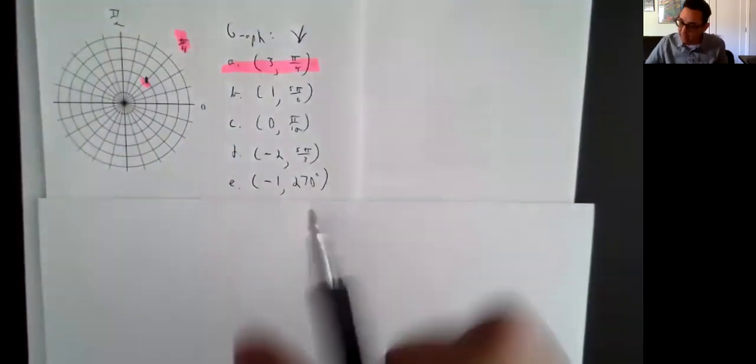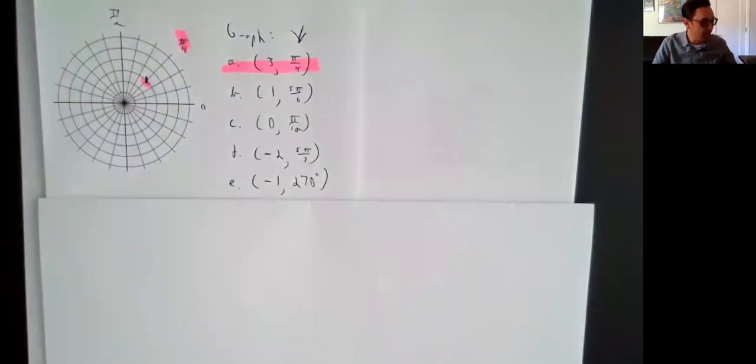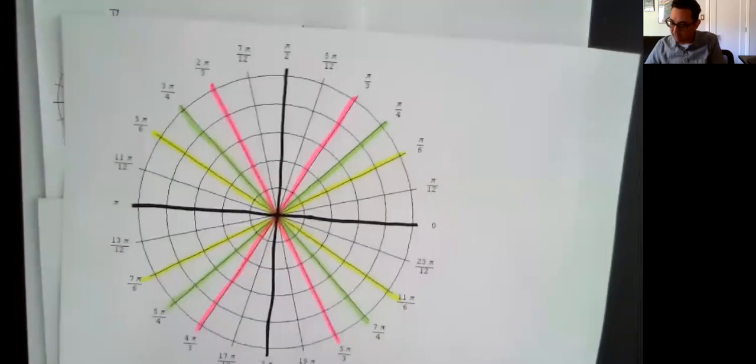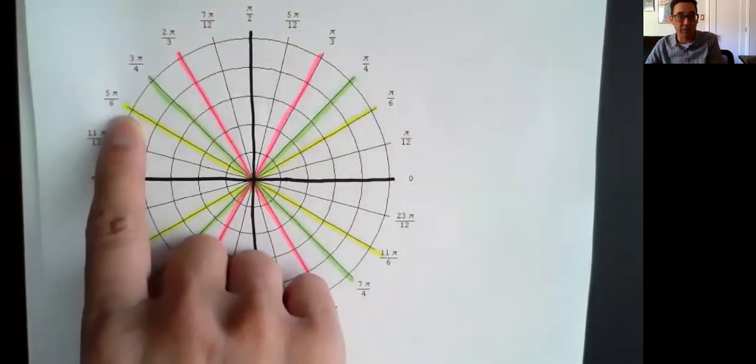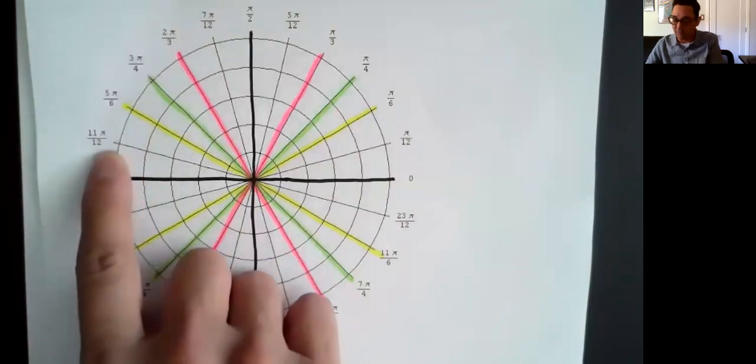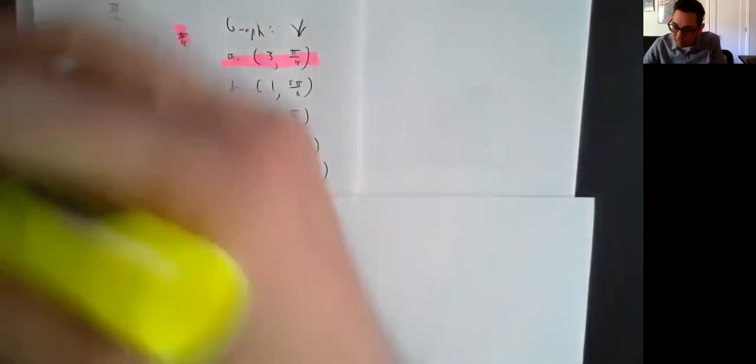So let's try that again with this one: 1 and 5 pi over 6. Now let's confirm here, 5 pi over 6 would be right there, so that yellow angle there. It's not the first one, because that's 11 pi over 12, but the next one up, 5 pi over 6, would be right here, this line. That's where the line 5 pi over 6 is. It goes all the way through.